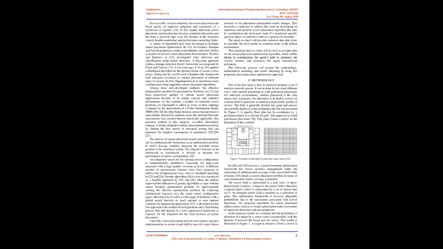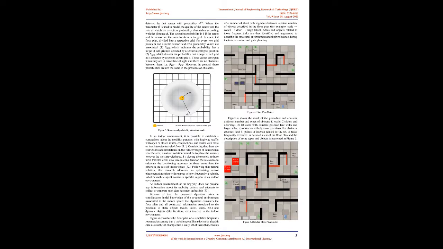Zhang and Su in [15] used a Kalman filter framework with unknown excitation to conduct placement of different types of sensors. In [16], Papadopoulos et al. identified sensor configuration using sequential sensor placement algorithms. Among these well-developed methods, the effective independence method, first presented by Kammer in [17], has been extensively applied in various sensor placement applications because of its simple concept and validated performance. In this method, a number of candidate sensor positions are eliminated or added in terms of their rankings evaluated by the determinant of a Fisher information matrix, FIM [18].